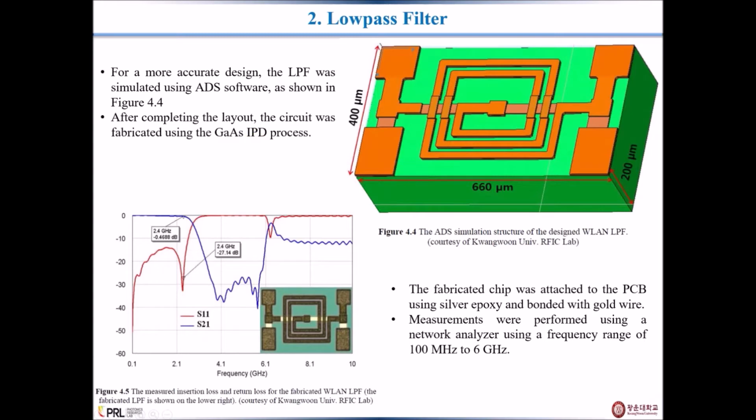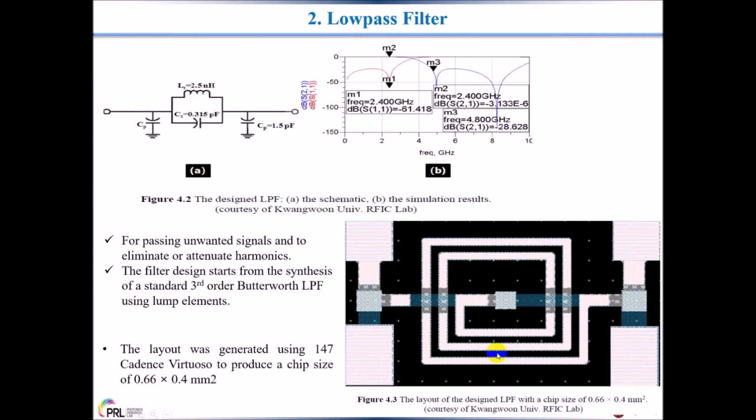In this section we can see some major insertion loss and return loss for the fabricated WLAN low pass filter. The fabricated low pass filter is shown in the lower right of this section. By using this optimization method, we achieve a response closer to the specification. The simulation using ADS software is far better than the previous one.